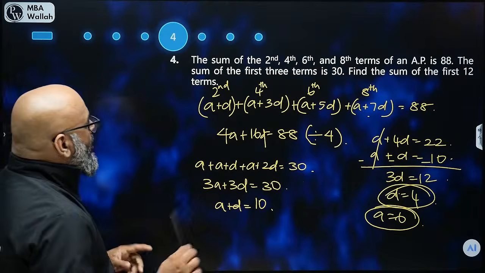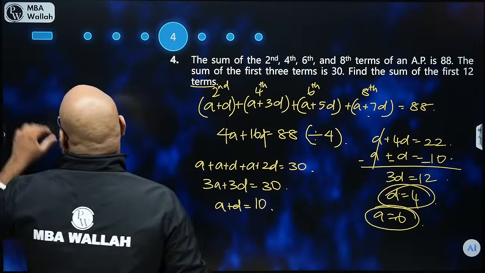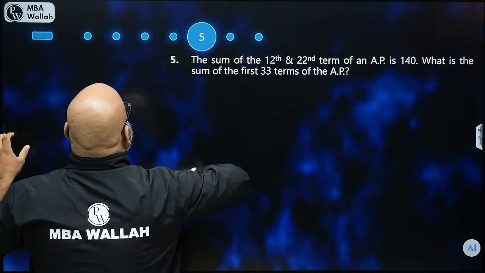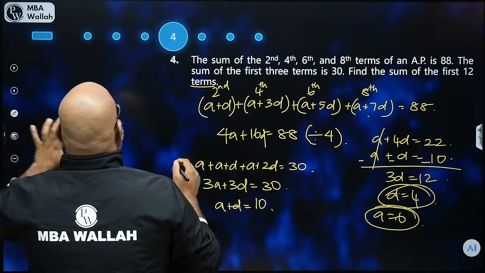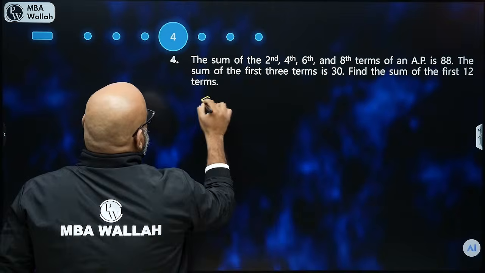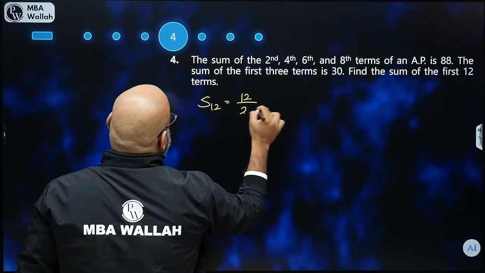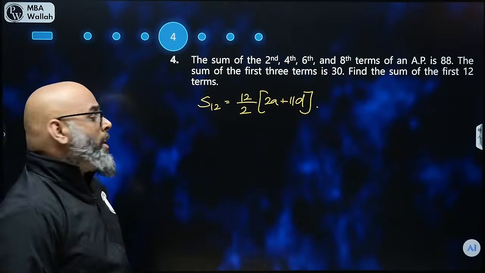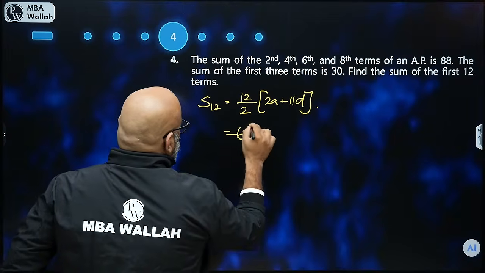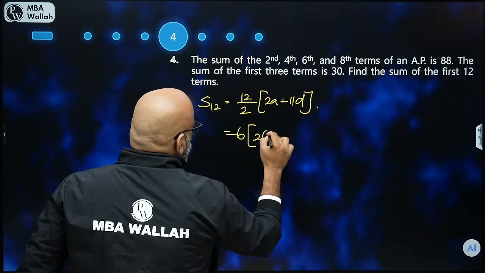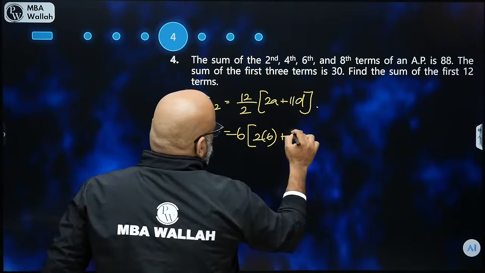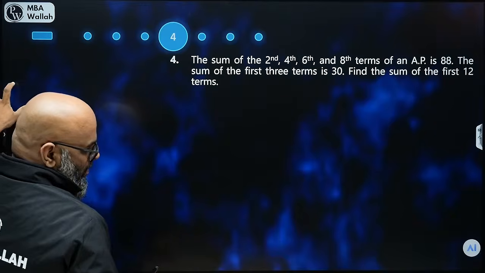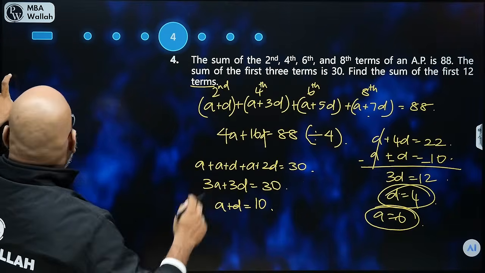From here, the question is sum of the first 12 terms, which is S12. S12 is 12 by 2 into 2a plus 11d, n minus 1 into d. So 12 by 2 is 6, a value is 6, 2 into 6 plus 11 into 4. Let me just check if it is 6 and 4 respectively. A is 6, d is 4. Perfect.